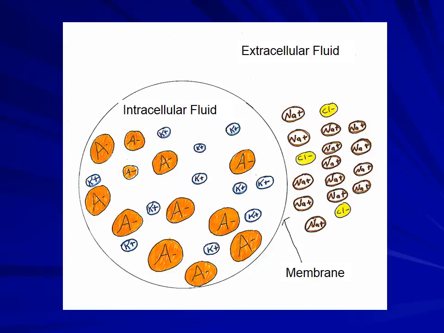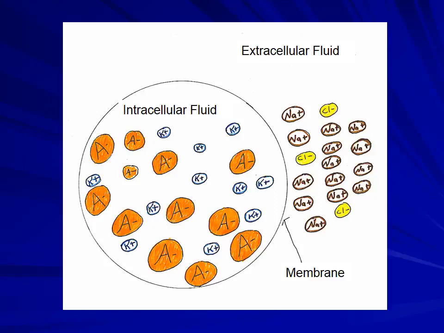I had to have a beautiful artistic rendition of this. So intracellular fluid, inside that circle there, that's inside the cell body. Extracellular fluid is on the outside of our cell, and we have a membrane that's in between that keeps them from going back and forth.